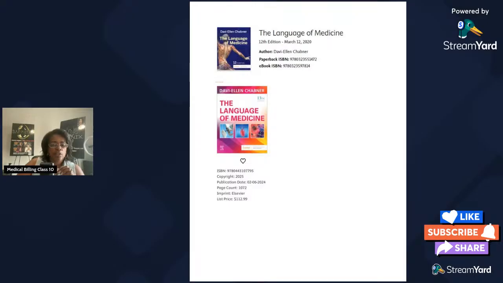Okay, so this is your language of medicine book. This is for all of my new students. This is for language of medicine. You can use the older book or you can use the new book. Okay, so that's a part of your class.